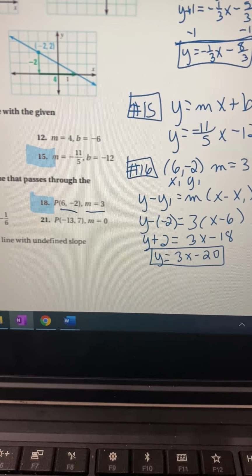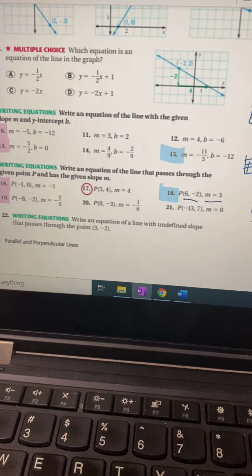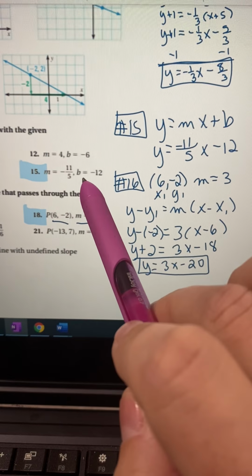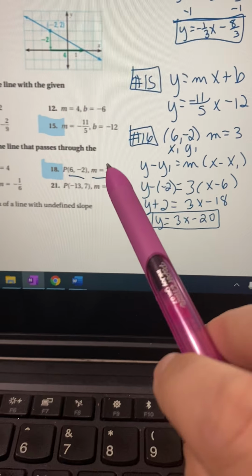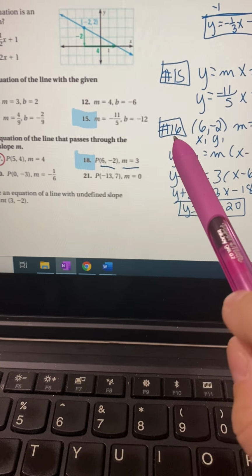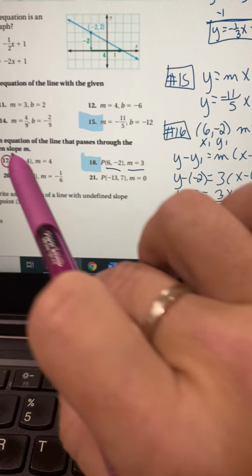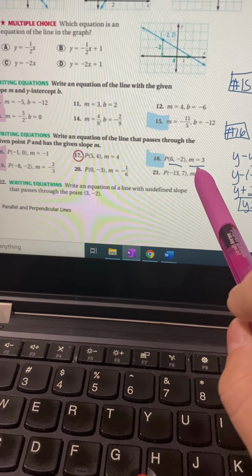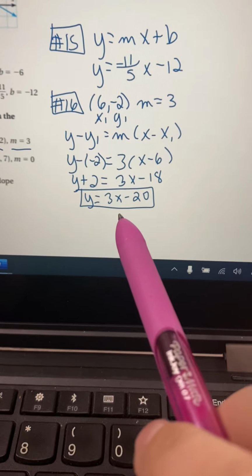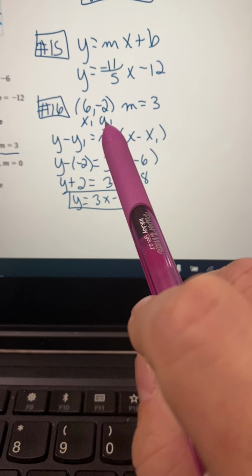Moving along, 15 and 16 are pretty easy. 15 says write an equation of the line with a given slope and y-intercept. There's the slope, there's the y-intercept. You plug it in and you're done. With number 18, I apologize, that should say 18. So for 18, same idea, you're writing an equation of the line that has that point and that slope. So we're using point slope formula. Again, this is 18. I labeled everything x1, y1.